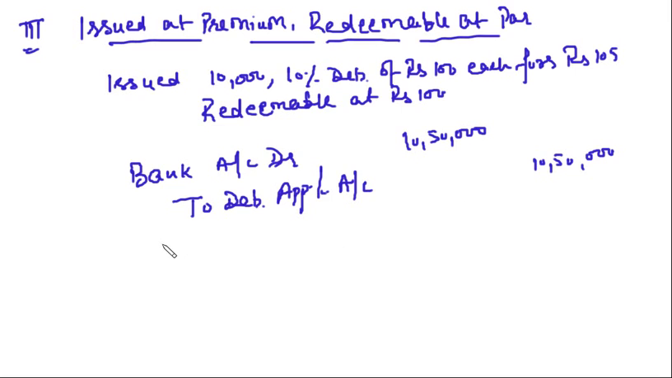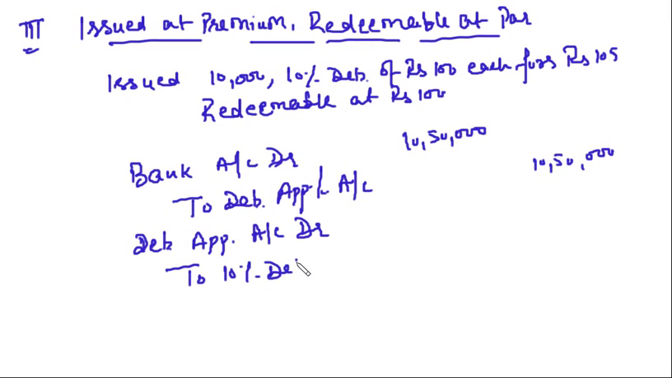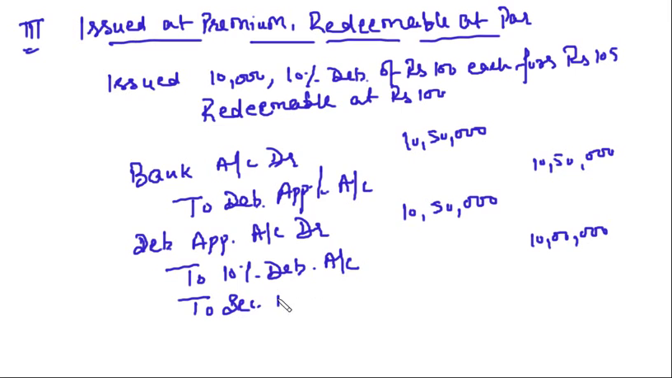Okay, first of all, we'll pass the entry at the time of allotment. What is the entry? Debenture application account debit to 10% debentures. Debenture application 10 lakh 50,000. In the debentures, you always enter face value 10 lakh and the remaining 50,000 will go to securities premium reserve account. This will come as 50,000.